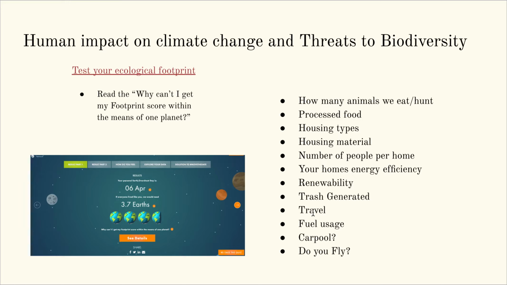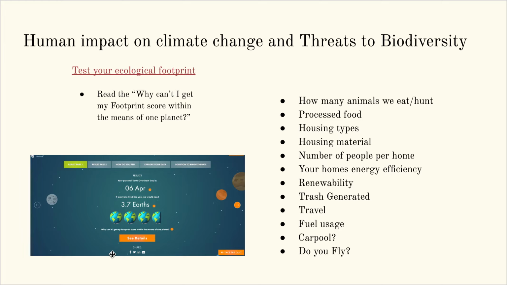So what it's telling me is if everybody in the entire world used the same amount of resources that I'm using, we would need 3.7 Earths in order to be sustainable, which means in order to survive. So if everybody in the world uses as many resources as I did, we would need 3.7 Earths.